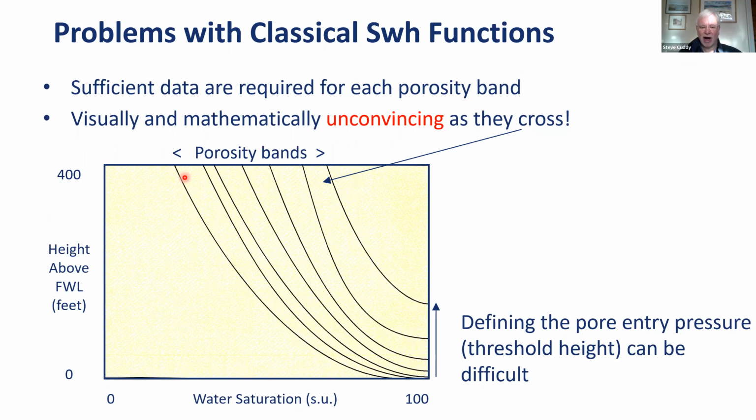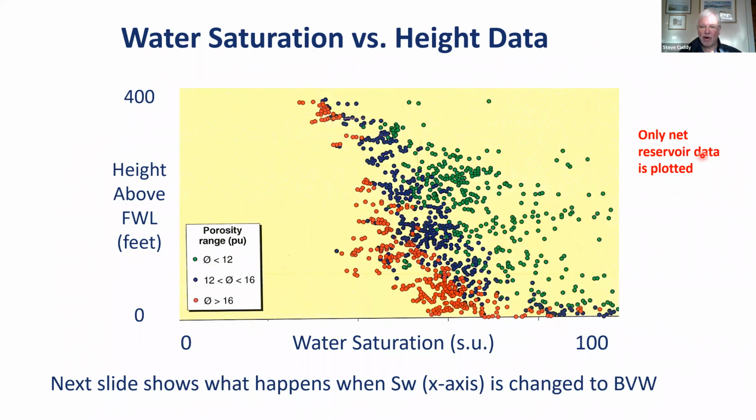But not only that, you need to drill wells in poor parts of the field so you can define the pore entry pressure. And this can be very difficult. So this was a challenge for SWI functions. So let's look at our data again. We're plotting only the net reservoir data, and I'll define net later. We've got this pattern. The eye can see that there are trends by porosity.